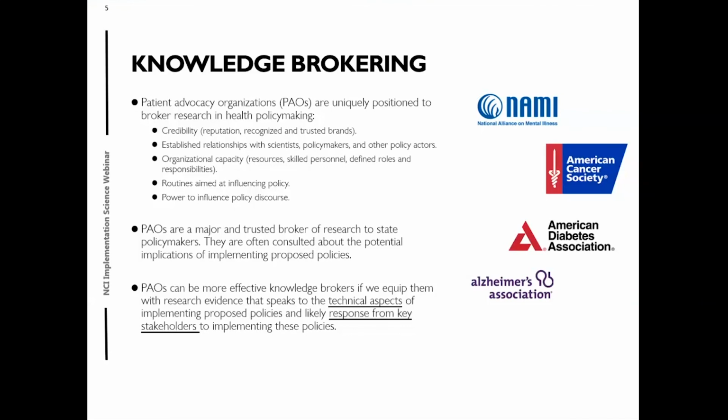And all we need to do is really build the new capacity around research, particularly research that's relevant to implementation. So if we can equip them with that research and equip them with strategies they can use to promote this research, we build the capacity to do something they already do and do well, and we are therefore opening a path to engaging policymakers. Next slide, please.